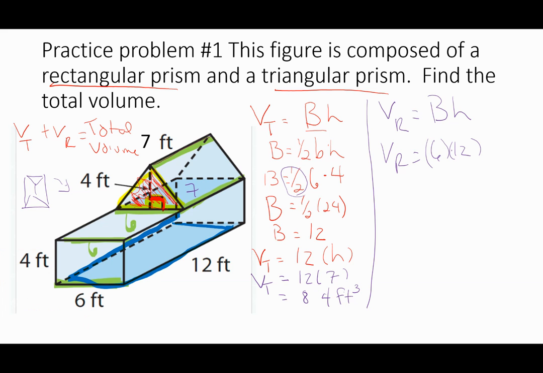That's our base. So in here we have 6 times 12. And we're going to multiply that by the height. The volume of the rectangular prism is 72. And then we have to multiply by height.